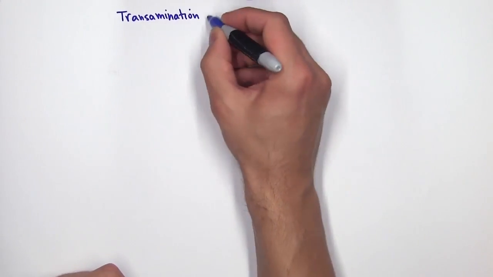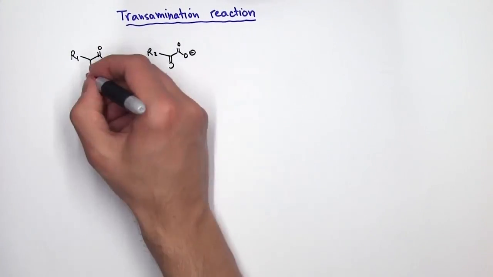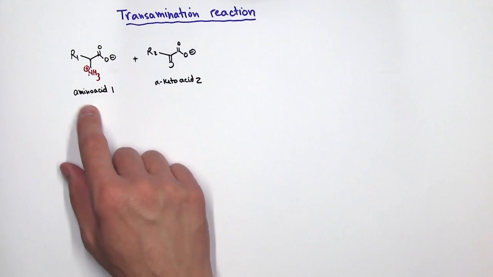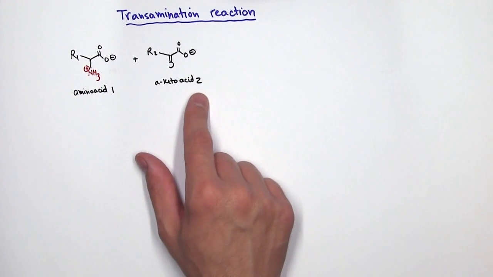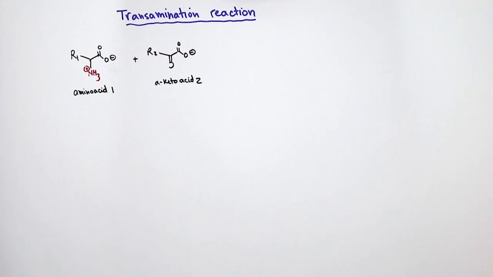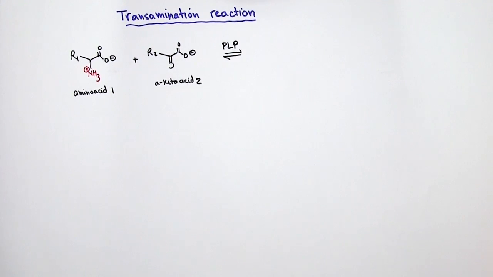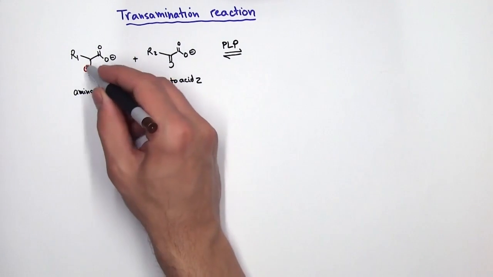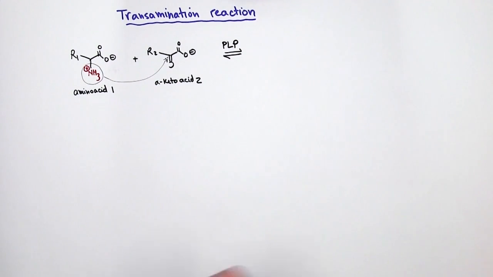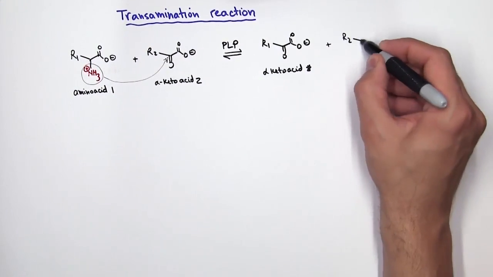Let's take a closer look at the transamination reaction. The transamination reaction occurs between an amino acid and an alpha-keto acid. We have here amino acid 1, where we highlighted the amine group, and alpha-keto acid 2. As you can see, there's a keto group next to the carboxyl. Now, in a transamination reaction catalyzed by PLP, the amine group moves from the amino acid to the keto carbon of the alpha keto acid. And we obtain a new alpha keto acid and a new amino acid.